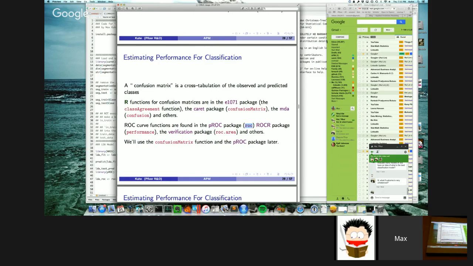What if the outcome is unbalanced? Yeah, there's a lot to say there. That's something that statistically we've ignored for a long time. We have a whole chapter on that in the book. Yeah, there's a lot of things you can do.